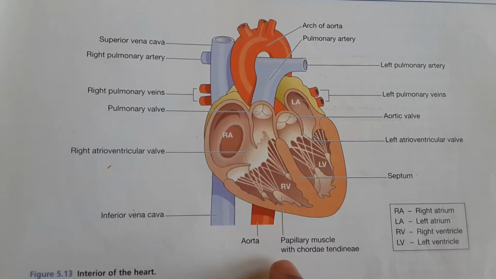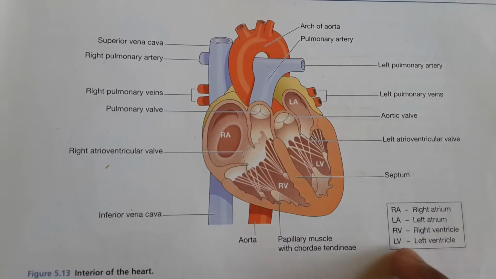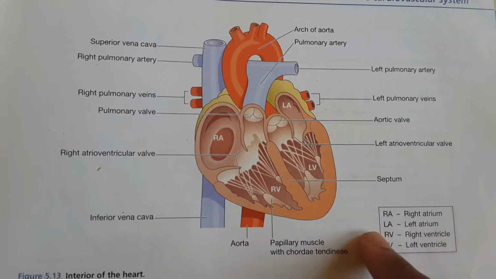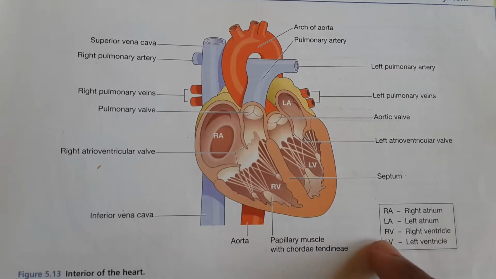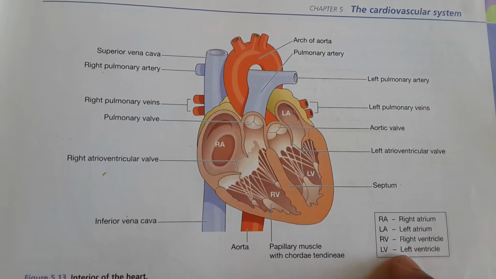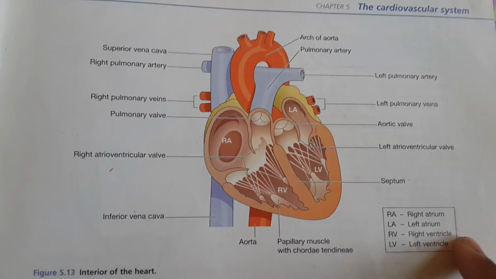We also have some keywords: the RA, which means the right atria, the LA, which means the left atria, the RV, which means the right ventricle, and LV, which means the left ventricle.